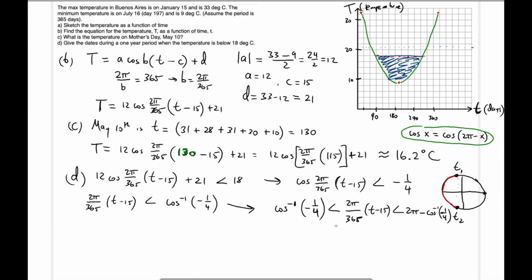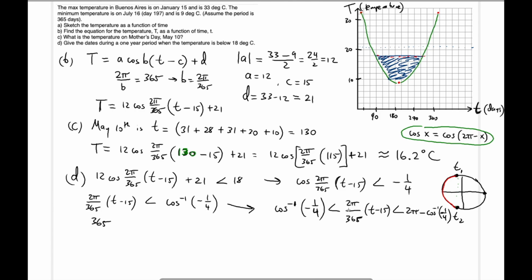Now that we have that, we can simultaneously solve this inequality. It's a combined inequality for t, and then we will find our constraints: the leftmost t value, the beginning of the time at which the temperature is less than 18, and the ending of that time, the upper limit, the last day at which the temperature is below 18 degrees. So once we solve this, how do we do this? First, you're going to multiply both sides by 365. So what you're going to get is 365.